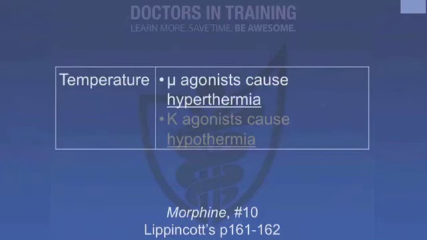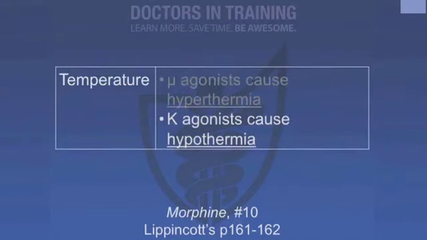Next, it can affect our temperature. The mu receptor agonists can cause hyperthermia, and the kappa agonists tend to cause more hypothermia. And some of this can kind of flip-flop depending on withdrawal symptoms as well. We'll talk about that a little bit later as well.